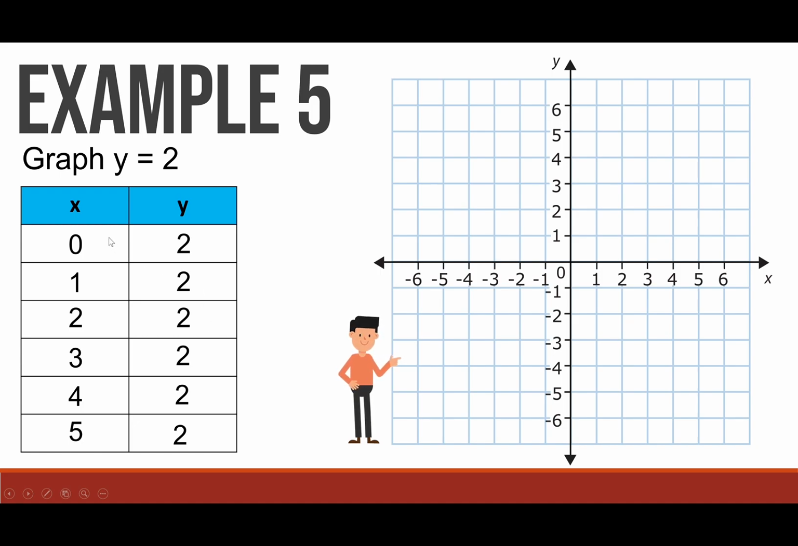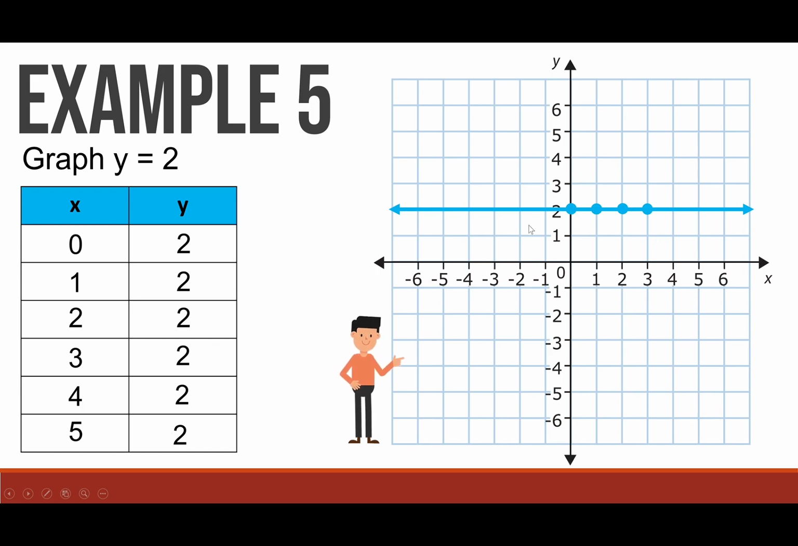All right, let's plot this and see what it looks like. I have 0, 2 right there, and then I have 1, 2, so 1, 2 right there, and then 2, 2, and then 3, 2. You see it's going to be a flat line. So if I connect the dots, boom, right there.